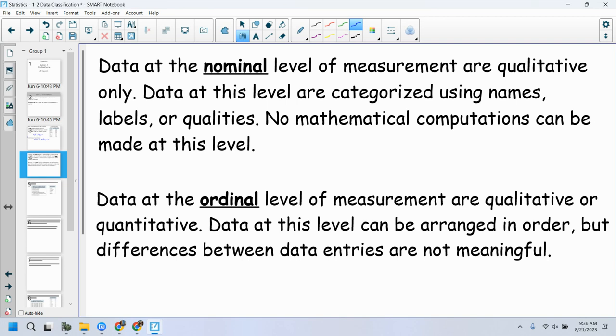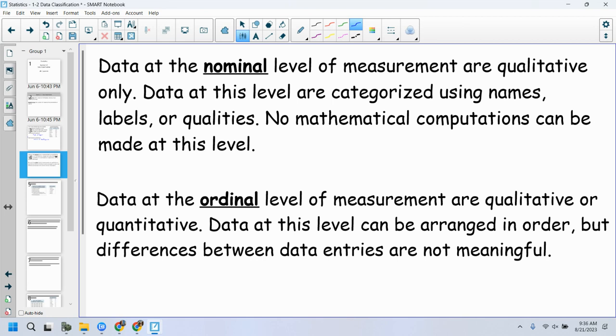Okay, the next level is the ordinal level. Data at the ordinal level of measurement are qualitative or quantitative. Data at that level can be arranged in order, but differences between the data are not meaningful. Again, let me say that again. Data at this level can be arranged in order. That's the difference between ordinal and nominal.